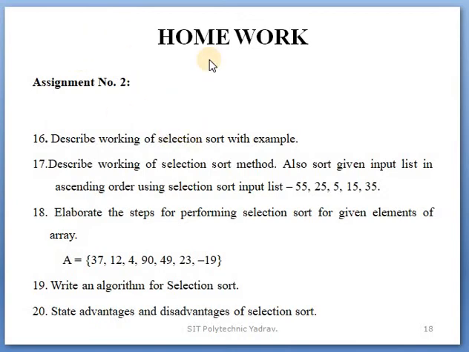Homework on today's lecture. Continue assignment number 2. In the previous lecture, up to 15 questions were given. Now continue with the next question, 16. Describe working of selection sort with example. Working of selection sort means we write that answer in detail.